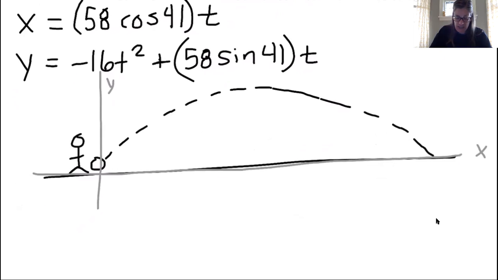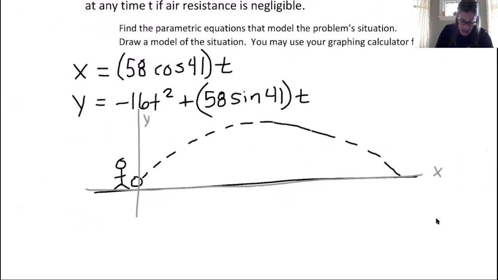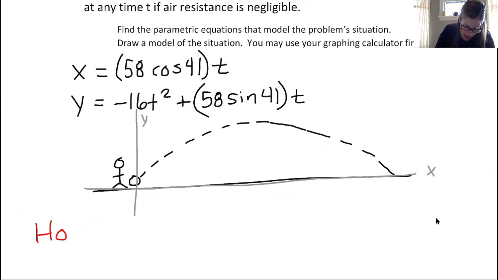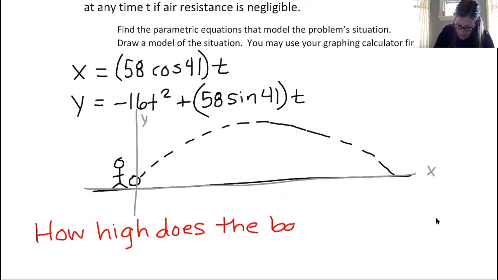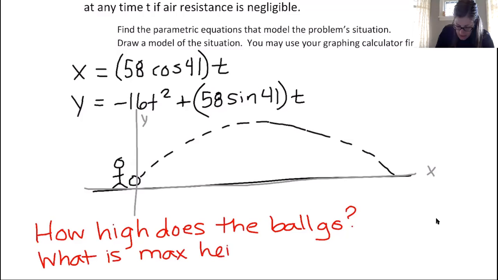So I'm going to start with that first one, which is how high does the ball go? Another way to phrase that is, what is the max height? Okay, so hopefully in your picture, you can see where that happens. That's up at the top. That we know is our vertex.